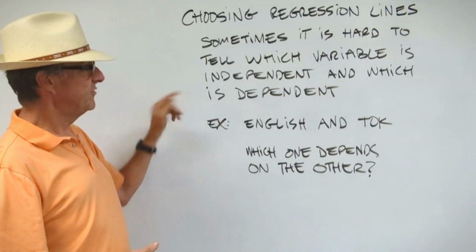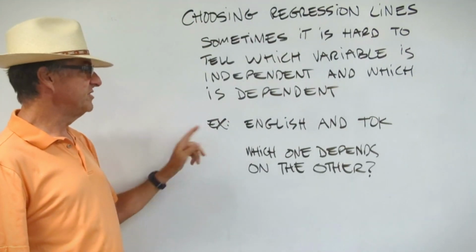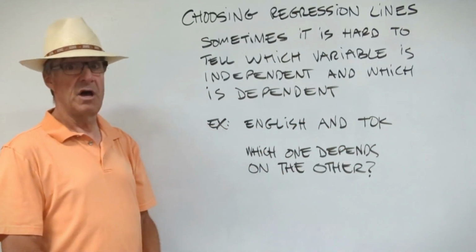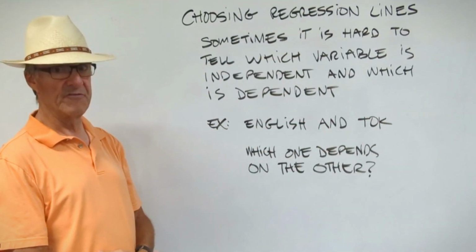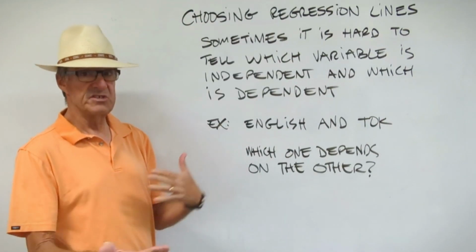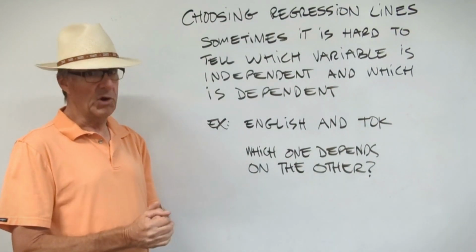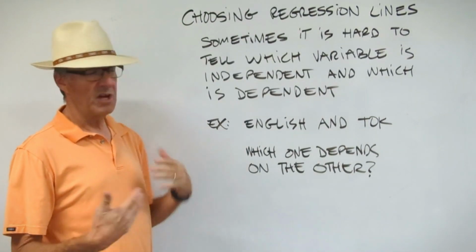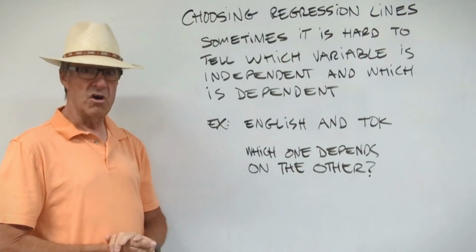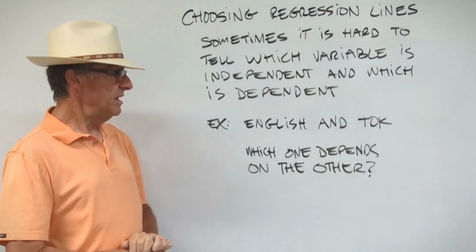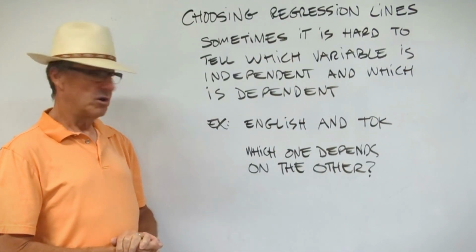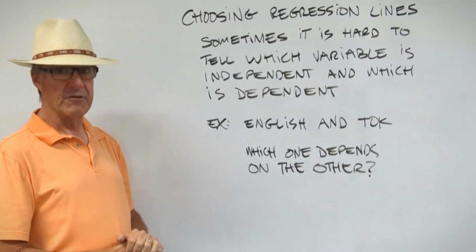So sometimes it's difficult to tell which is which. And here's an example: English and TOK. TOK is IB's philosophy class called Theory of Knowledge. So it's a good question. Which grade depends on the other one? And perhaps you want to predict English based on TOK or TOK based on English. And it's interesting to know, and we'll learn in this section here, that they work differently. They have different regression lines. So let's take a look at how that works.